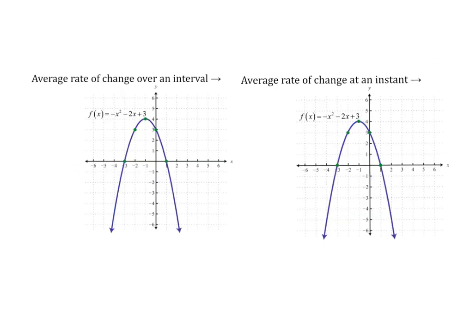All right, so now let's look at this function. It's the same function graphed twice. This negative x squared minus 2x plus 3. And we're going to talk about the difference between average rate of change over an interval and average rate of change at an instant. So this at an instant is where calculus comes into play.